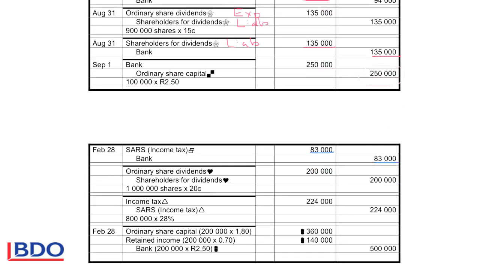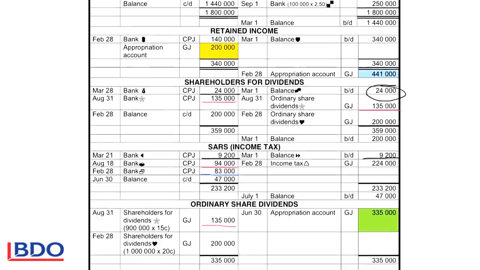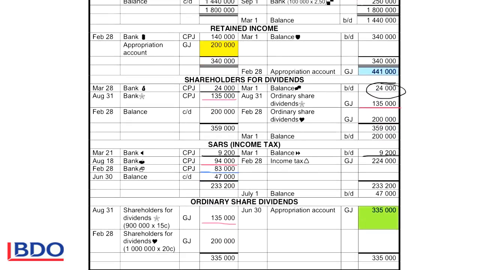And we will show that the ordinary share dividends is an expense, and expenses will increase on the debit side. Who do we owe the money to? To the shareholders. Why do we owe money to the shareholders? For the dividends that must still be paid. So the liability is credited with the 200,000. Now at the end of the year, they didn't say that we paid the dividend, so it means it is still outstanding and we still owe it to the shareholders. In the ledger, we will show that ordinary share dividends is debited and we increase the expense with 200,000, and shareholders is credited with 200,000 to show that we owe them 200,000.